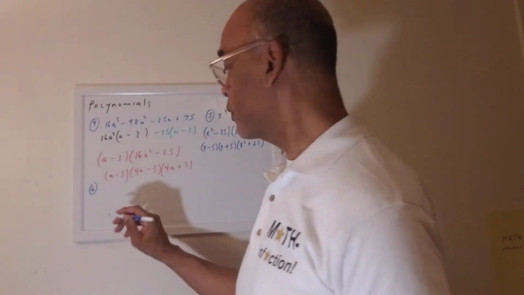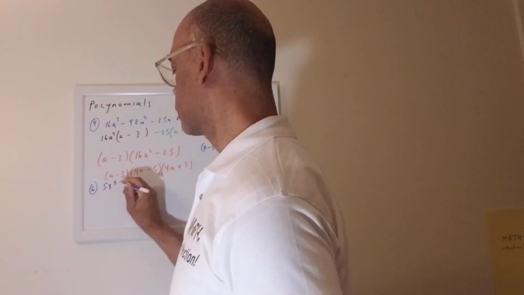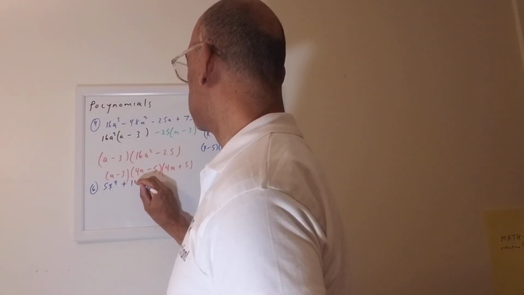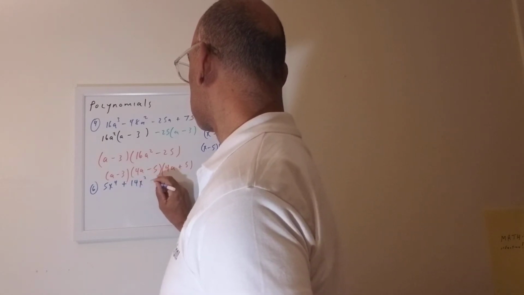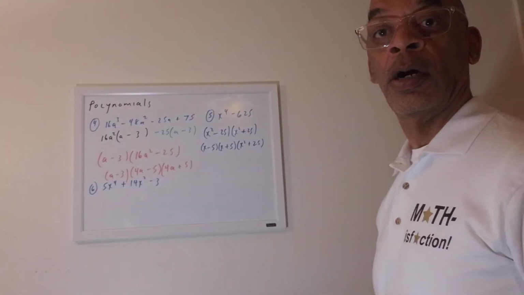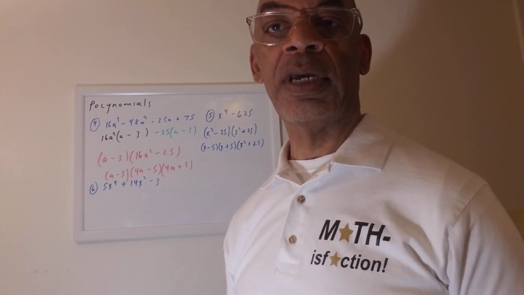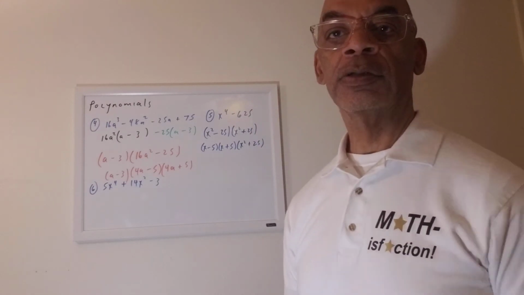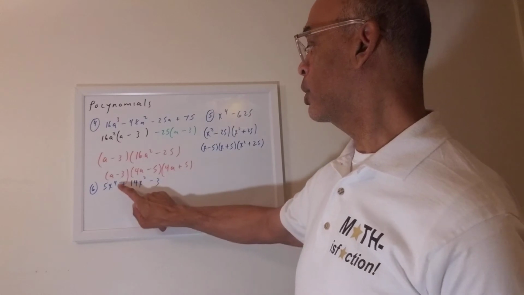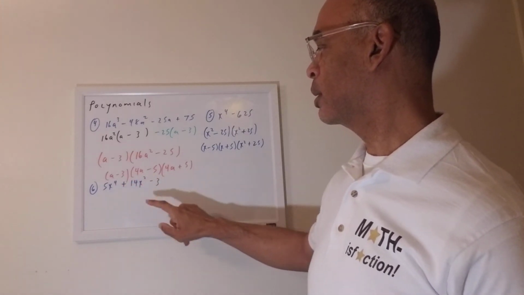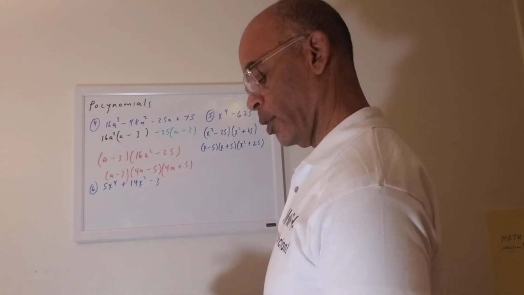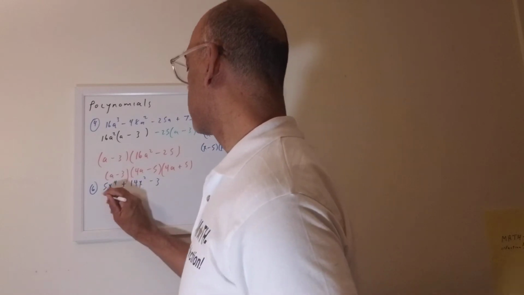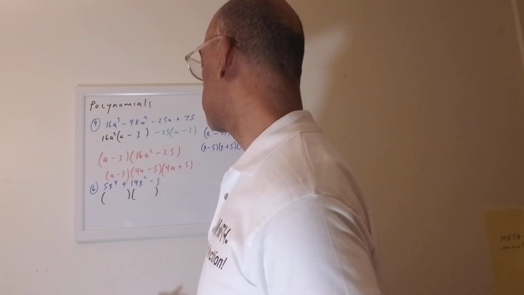Okay, 5x to the 4th plus 14x squared minus 3. Okay, this is unique. We have a trinomial, but the highest exponent is 4. We can factor this into 2 binomials initially when we see that this degree is twice this degree. And there's no variable here. So, two binomials, excuse me.